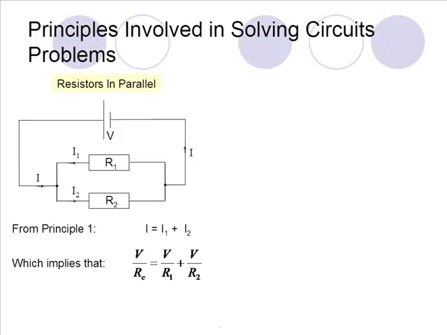Which implies this. How can we jump from the first step to the second step? You know the current I1 is the current flowing through R1. But the PD across R1 will be what?